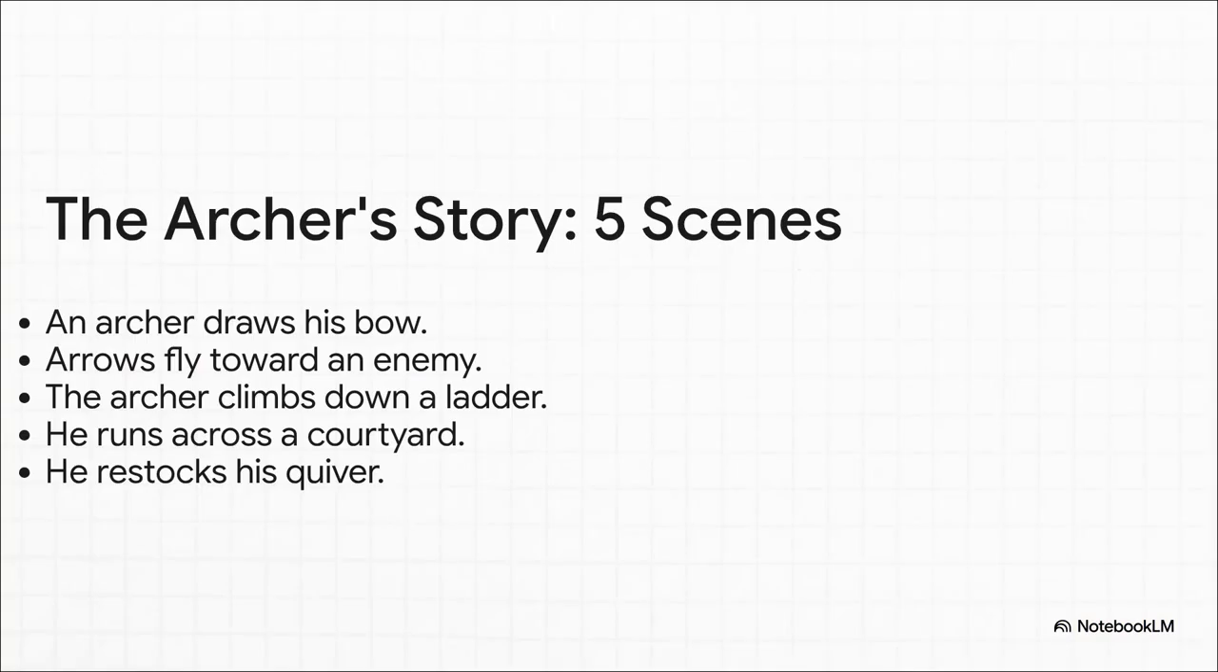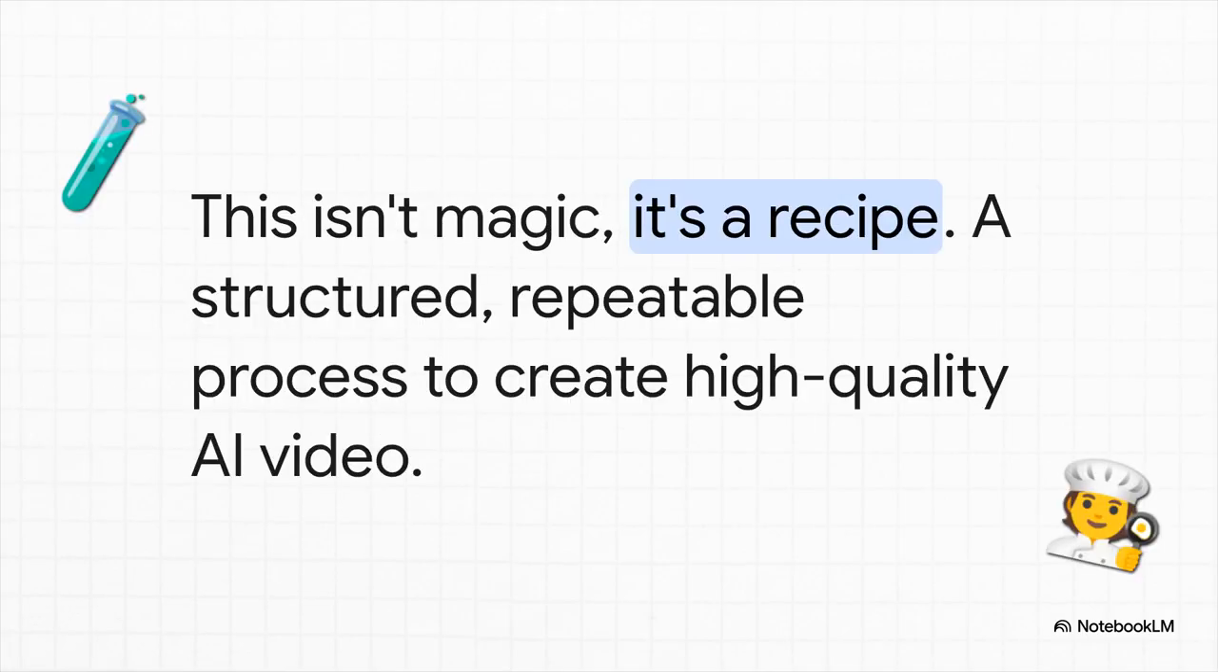We've generated all 5 of our scenes, right? From the archer drawing his bow all the way to him restocking his quiver. So the final step is super simple. You just stitch these short clips together in order. And just like that, you've created a complete story, your finished AI mini-movie. And here's the most important thing to take away from all this. This isn't some kind of magic, right? It's a methodology. It's a structured recipe that really anyone can follow to create really high-quality AI video.